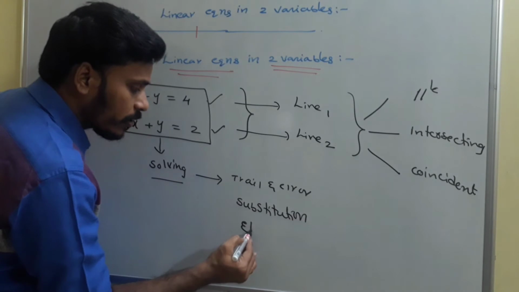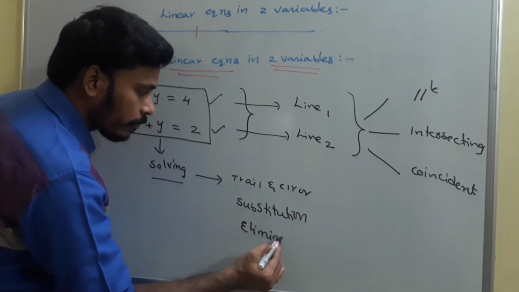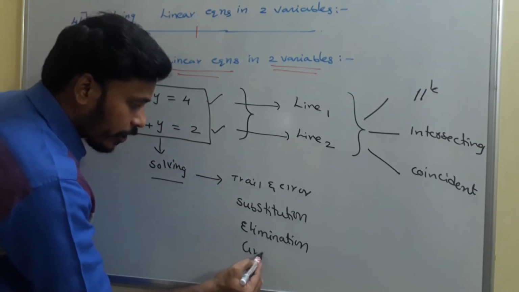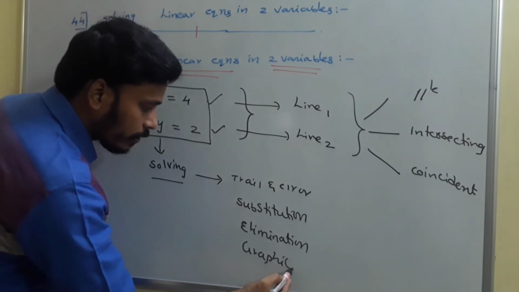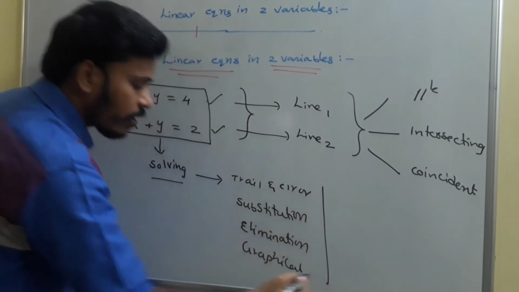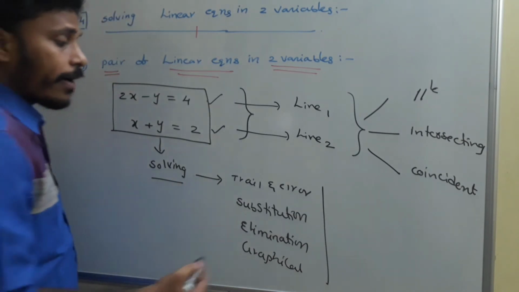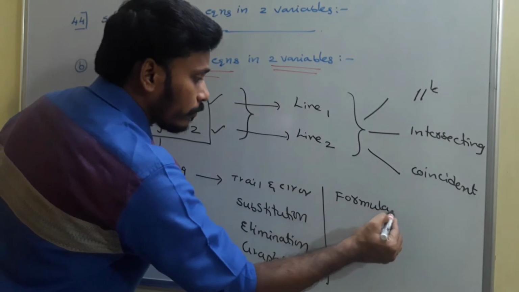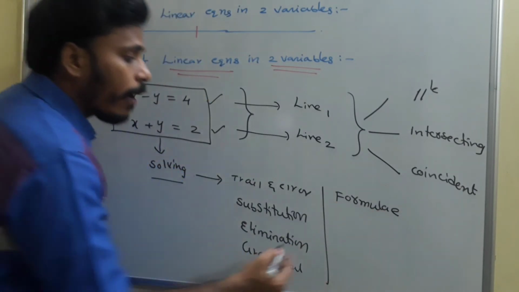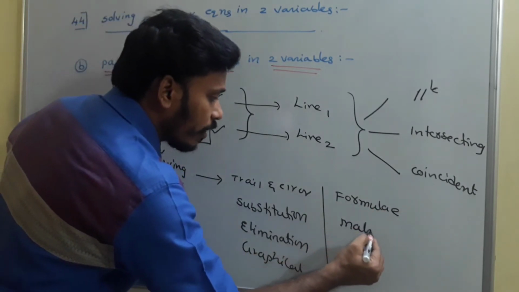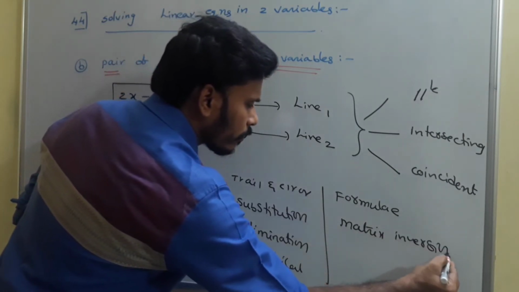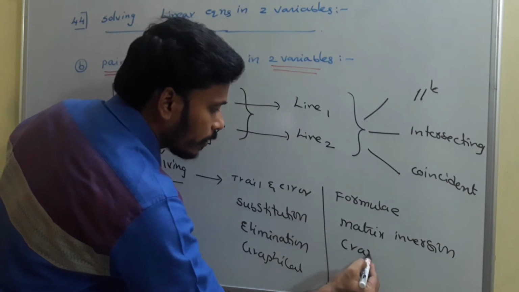And one more method is elimination method. Okay, trial and error method, substitution method, elimination method, graphical method. All these things I think you know from your earlier classes. And along with this we have some formula method. And now in matrices we have matrix inversion method as well as Cramer's method.